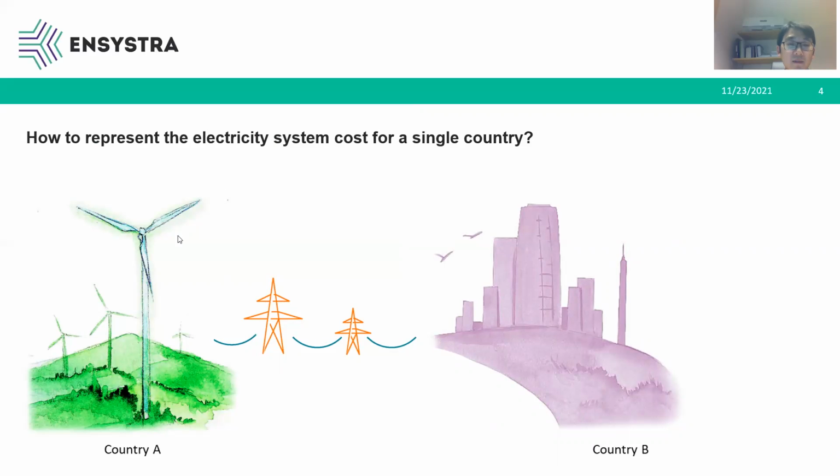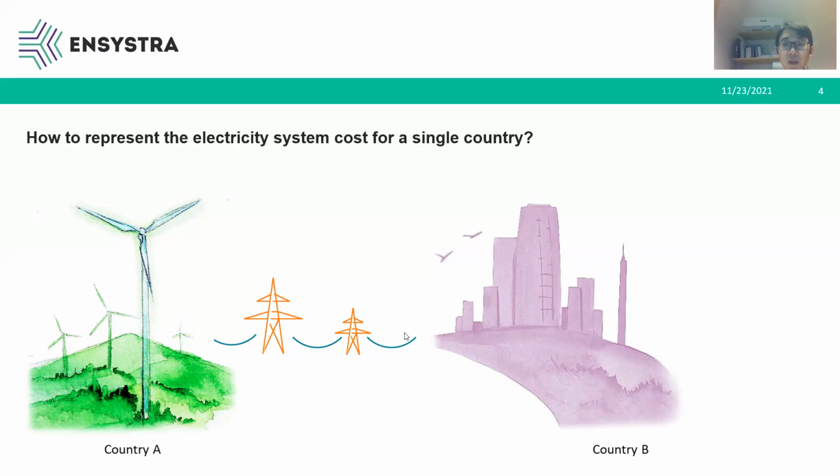If we optimize the interconnected electricity system like this, we will see large generation capacity is invested in country A, and electricity is exported from country A to country B. If we use the conventional method to measure the system cost, which is to sum up the investment and operational costs of the system components, then country A will have a very high system cost due to large generation capacity. Country B will have a low system cost due to low generation capacity installed.